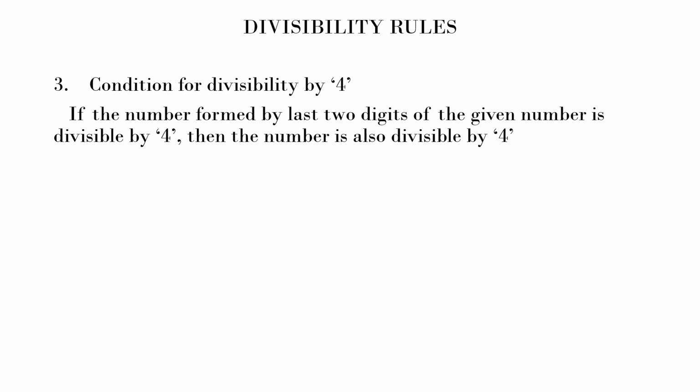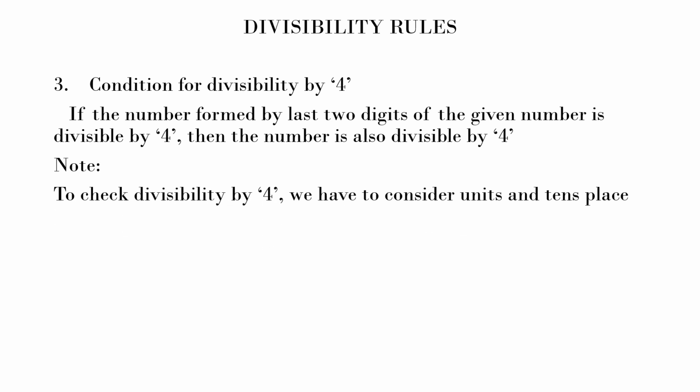Next, coming to the condition for divisibility by 4. Earlier, while explaining the condition for divisibility by 2, we considered only units place, but for 4 we have to consider both units and tens place. That means in a given number we have to take the last 2 digits. If the number formed by the last 2 digits is divisible by 4, then the entire number is also divisible by 4. Now let us have a check.